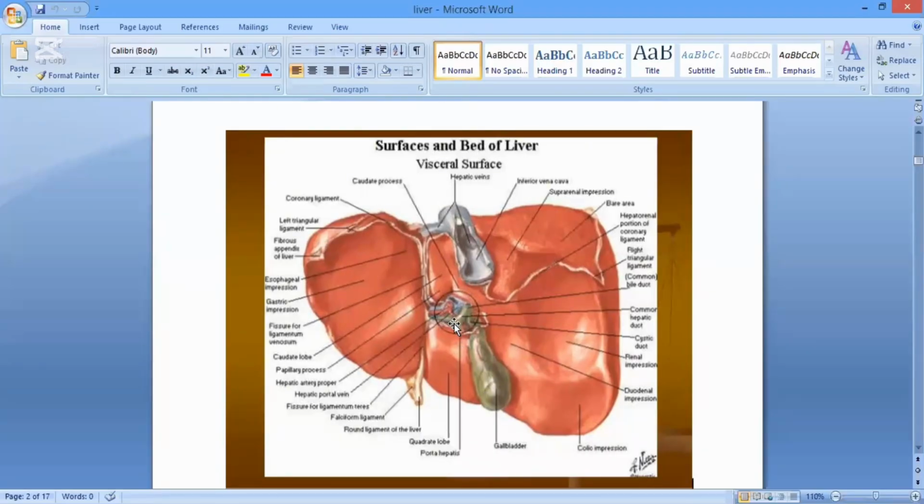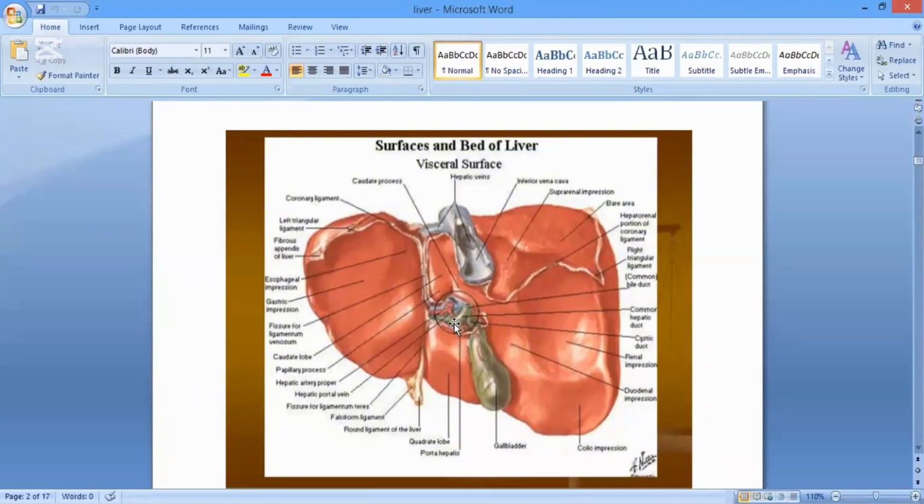In this region you also find lymph nodes. These are called the hepatic lymph nodes. Of course, I told you that along with the hepatic artery, its lymph nodes also lie, right? So the hepatic lymph nodes, and of course the lymphatics which are carrying lymph from the liver into the lymph nodes, are also coming through this porta hepatis, right?